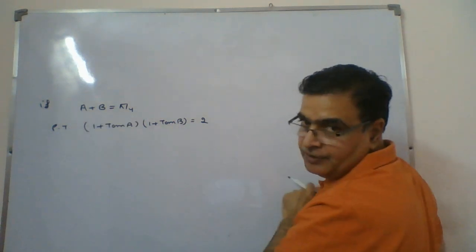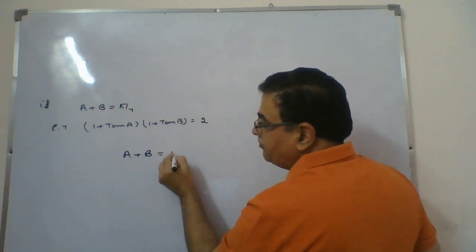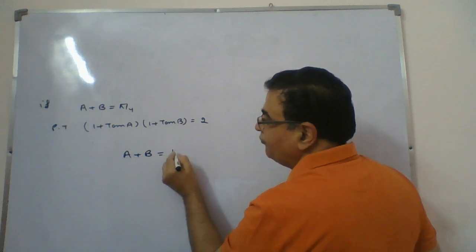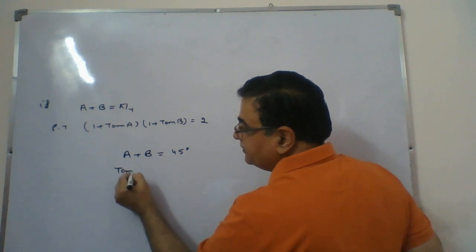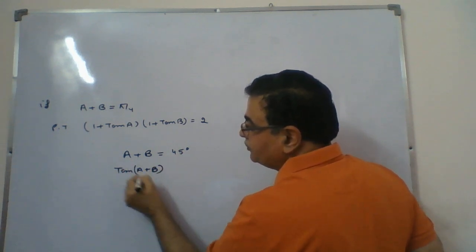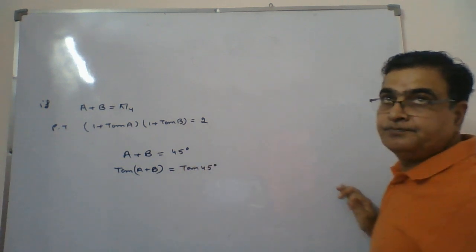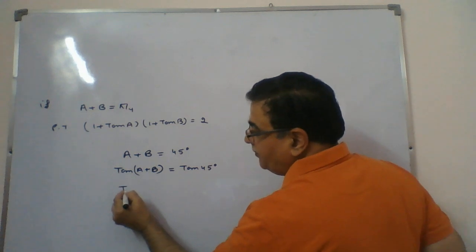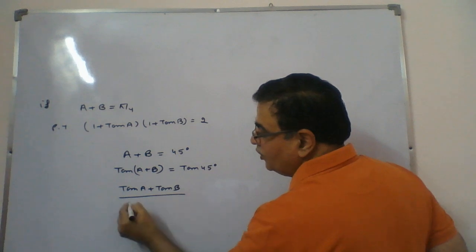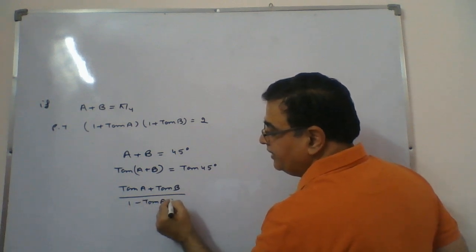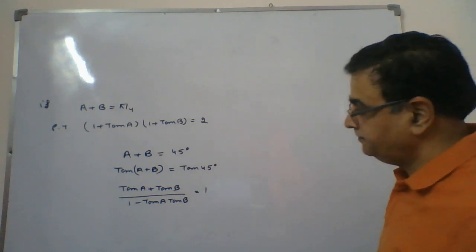We have this condition with us. So we'll start with this condition. A plus b is given as pi by 4. Pi by 4 means it is 45 degree. Then we'll take tan on both sides, because we want the result in terms of tan. So tan of a plus b will be tan of 45 degree. Now when you solve it, it will come out to be tan a plus tan b by 1 minus tan a tan b. And this is tan 45, we have already known this is 1.